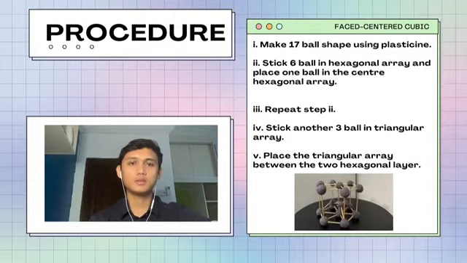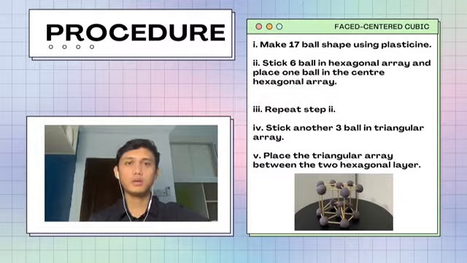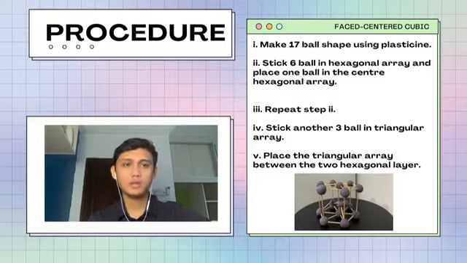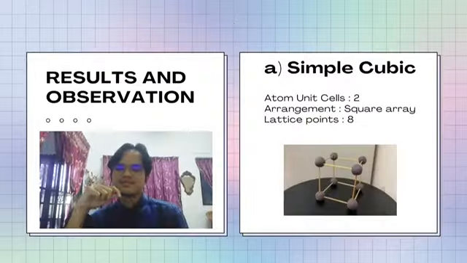Last one is hexagonal close pack. Make 17 ball shapes using plasticine. Stick 6 balls in hexagonal array and place 1 ball in the center of the hexagonal array. Repeat step 2. Stick another 3 balls in triangle array. Place the triangle array between the 2 hexagonal layers.